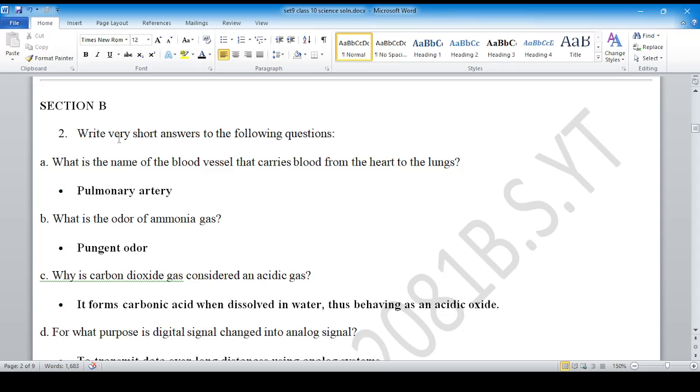Section B, question number 2. We need to write very short answers. So a one word answer, one sentence answer or a two line answer is enough. Question number 2A: what is the name of the blood vessel that carries blood from the heart to the lungs?